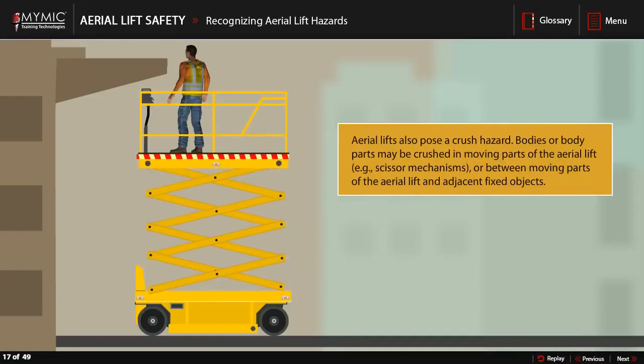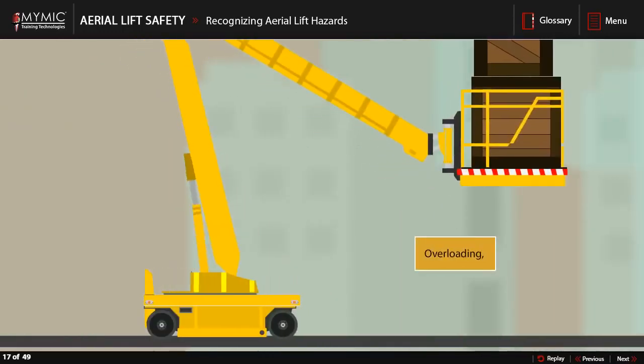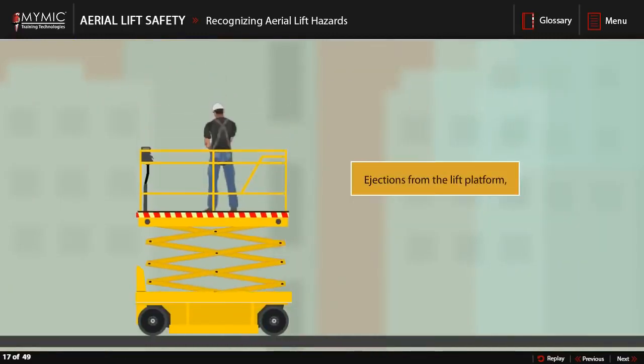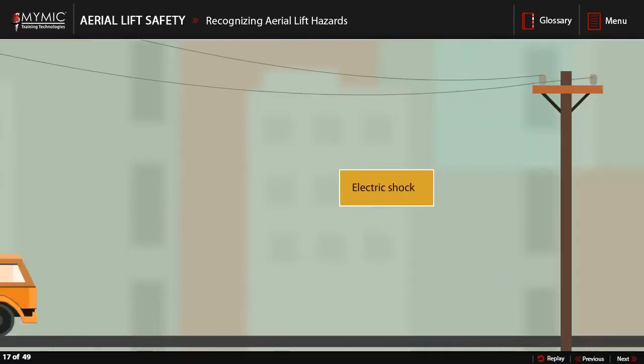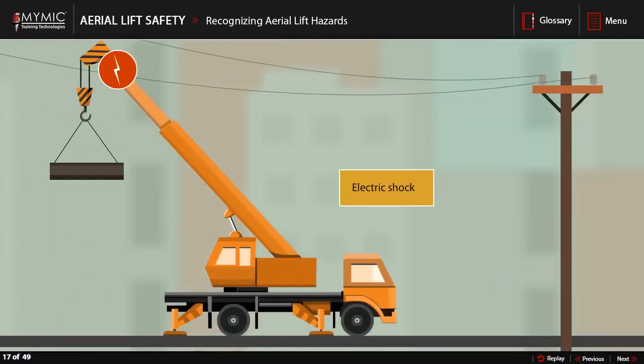Aerial lifts also pose a crush hazard. Bodies or body parts may be crushed in moving parts of the aerial lift, for example, scissor mechanisms, or between moving parts of the aerial lift and adjacent fixed objects. Overloading, ejections from the lift platform, structural failures, collapses, and structural instability, electric shock, electrocutions.